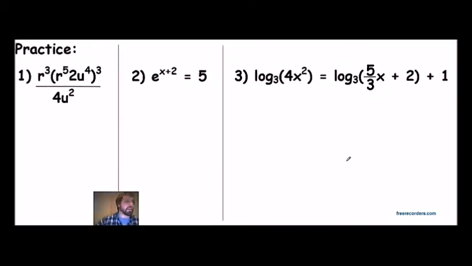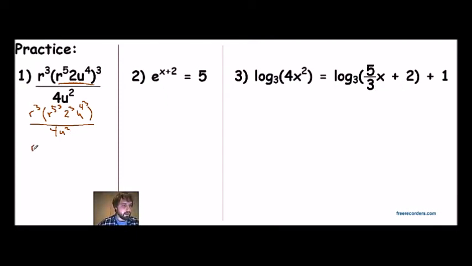First one, let's do exponential stuff. So we're going to take a look at this being basically a cube of this whole group, right? This whole thing's going to happen multiple times. So it's like we have r cubed times r to the 5th cubed, 2 cubed, u to the 4th cubed, all over our 4u squared. Okay? So now we have powers of powers that we can simplify.